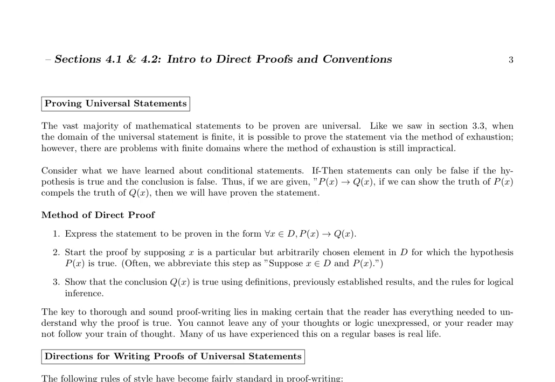So knowing what we know about conditional statements, which are, as a reminder, our if-then statements, and they can only be false if the hypothesis is true and the conclusion is false. So if we are given if P of x then Q of x, we can then show the truth of P of x compels the truth of Q of x. And when we can do that, then we will have proven our universal conditional statement to be true. So this method is via our universal modus ponens.